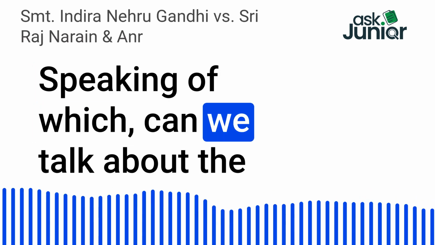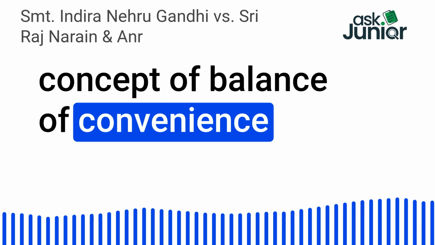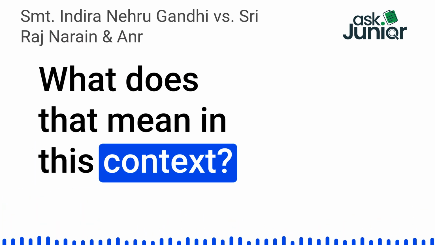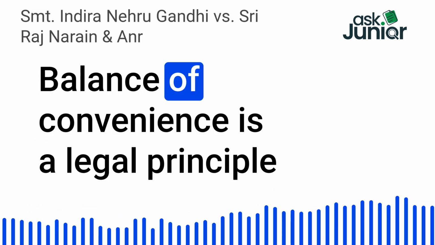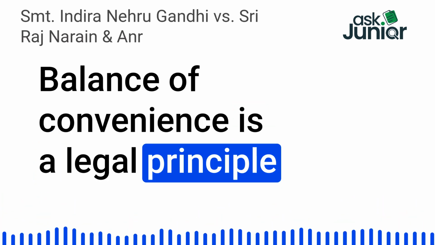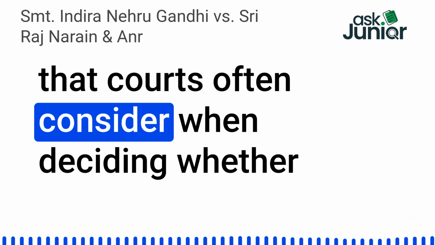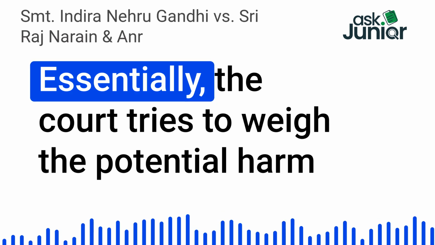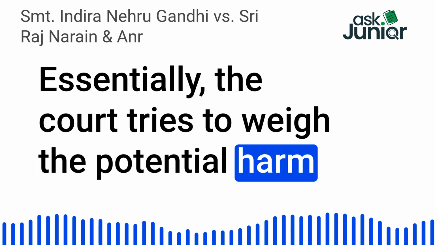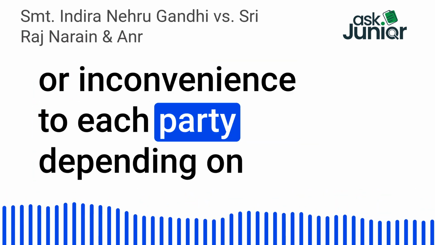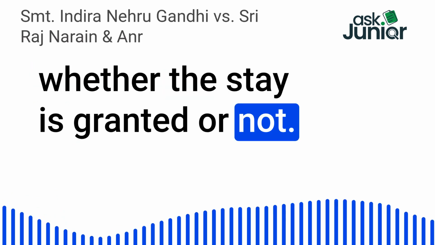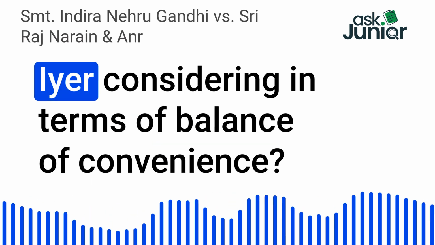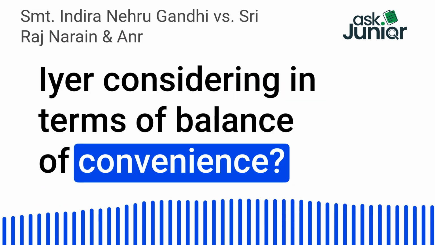Speaking of which, can we talk about the concept of balance of convenience that comes up in the judgment? What does that mean in this context? Great question, Michael. Balance of convenience is a legal principle that courts often consider when deciding whether to grant interim relief like a stay. Essentially, the court tries to weigh the potential harm or inconvenience to each party depending on whether the stay is granted or not. So in this case, what factors was Justice Krishna Iyer considering in terms of balance of convenience?